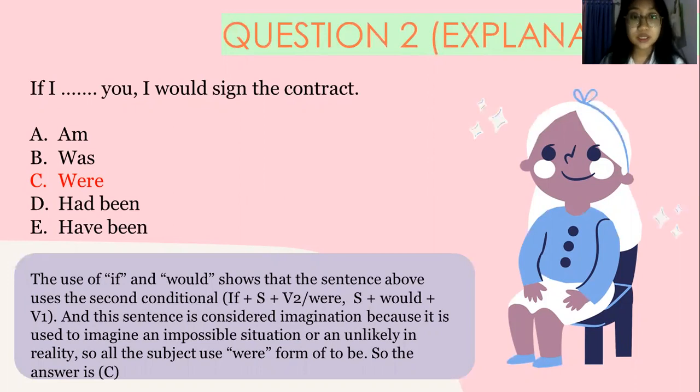And so all the subjects use the were form of to be. So we use were here as I explained before. In the second conditional, we must use the form to be were, because it is something imaginary, something that is impossible to happen. So the answer is C.